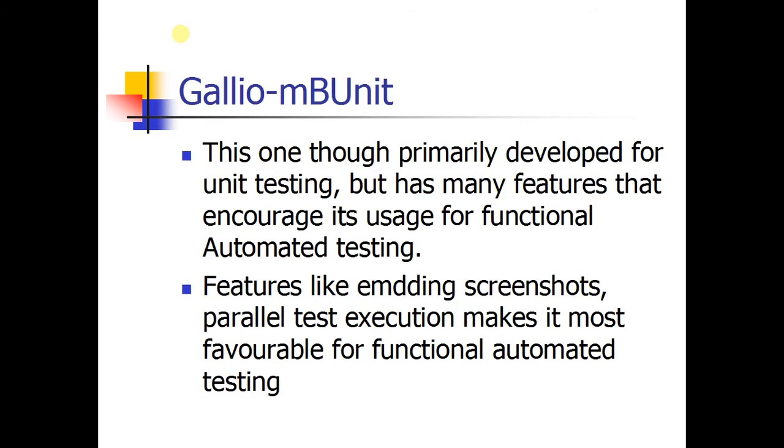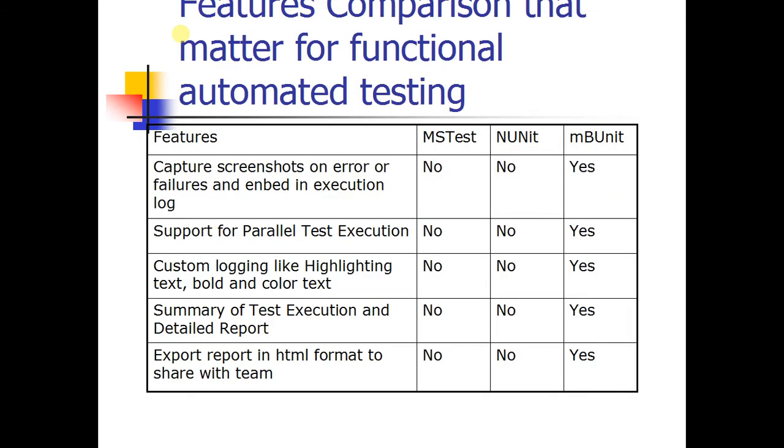Gallio MbUnit is a framework which is also primarily developed for unit testing, but it has many features that encourage its usage for functional automated testing. Features like embedding screenshots and parallel test execution make it most favorable for functional automated testing.